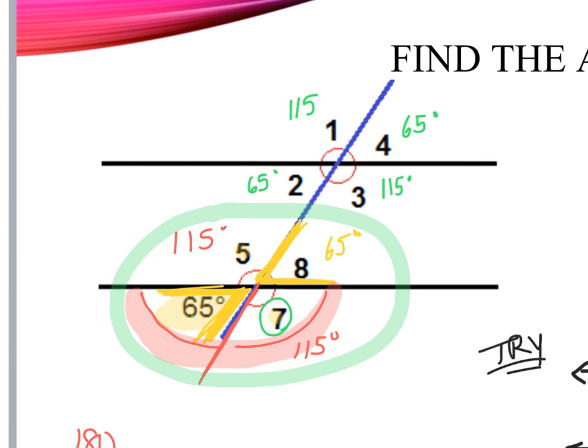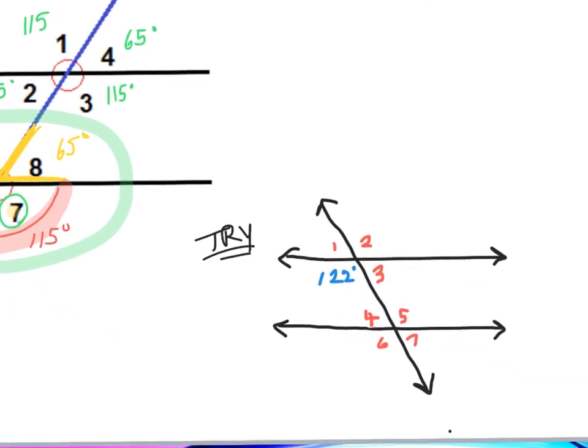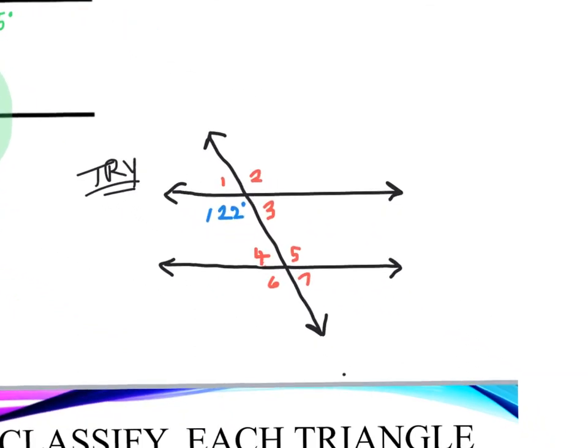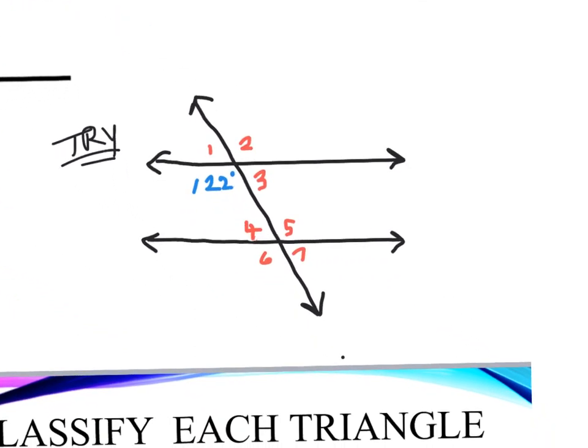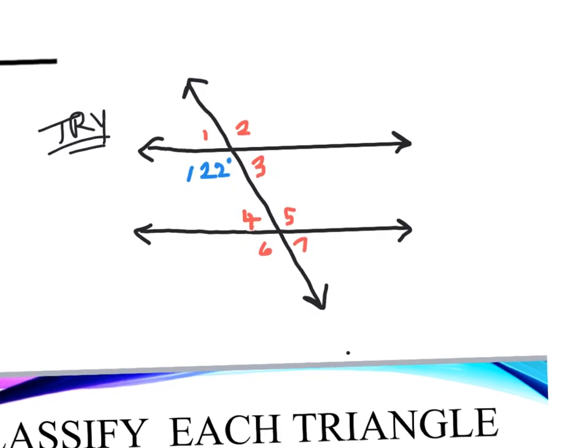I'm going to give you one to try right now. Go ahead and sketch this on your piece of paper. Take a minute. I gave you one angle there, 122 degrees. Can you find the other 7 angles? Take a second and see if you can fill that in.